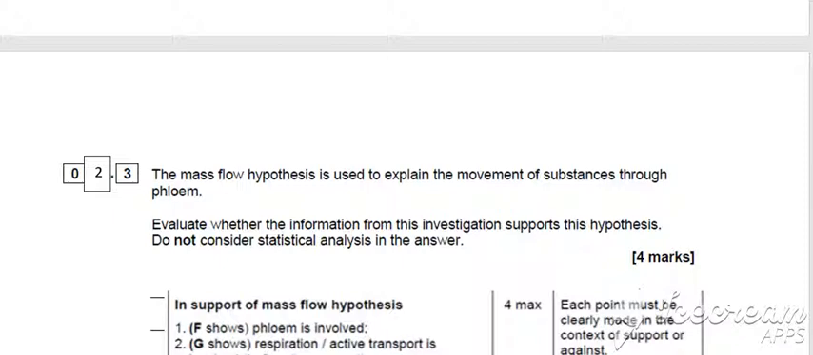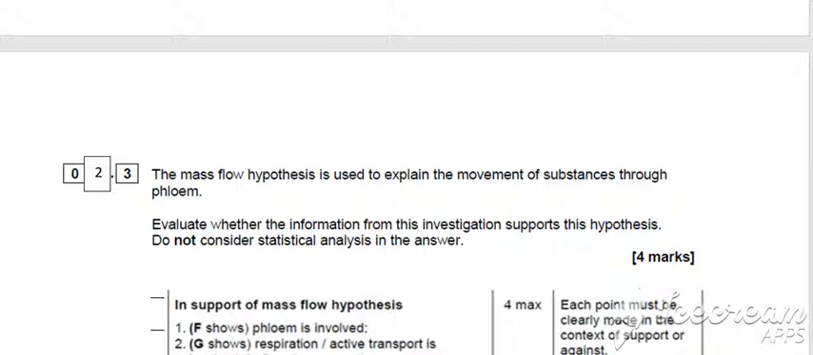So mass flow is the movement of sucrose that is produced in the source, which is usually the leaf, so that will be produced by photosynthesis. The sucrose is then actively loaded into the sieve tubes of the phloem, and that will then cause a decrease in water potential in the phloem. Therefore, water will then move from the xylem into the phloem down the water potential gradient by osmosis.